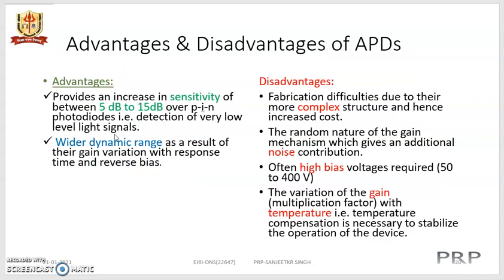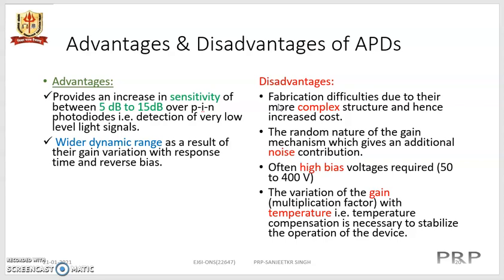Now let's see the advantages and disadvantages of APDs. Among the major advantages we have increased sensitivity, which could be 5 dB to 15 dB as compared to PN and PIN photodiodes, so detection of very low level light signals can take place. Secondly, wider dynamic range as a result of their gain variation with response time and reverse bias. If we increase the reverse bias, then the gain varies and therefore the dynamic range.